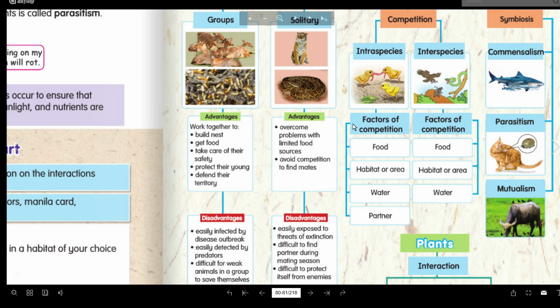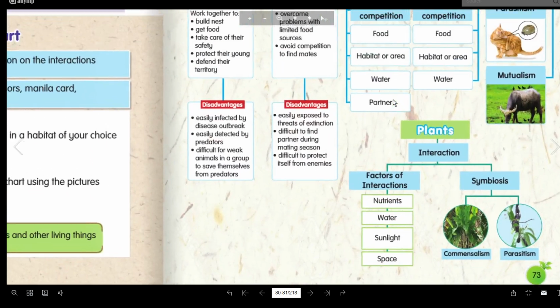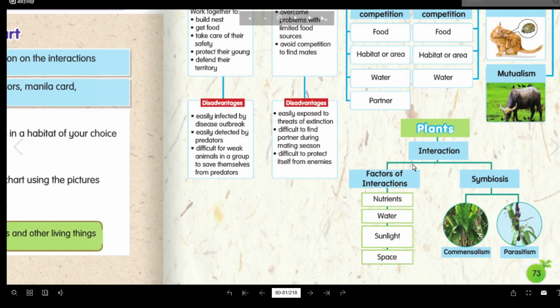Intraspecies are animals of the same species fighting over either food, habitat, water, or partner, and interspecies, which are different animals fighting against something, it's either food, habitat, or area, or water. And what about plants? Plants have the factors of interaction: nutrients, water, sunlight, and space, and symbiosis is commensalism and parasitism.